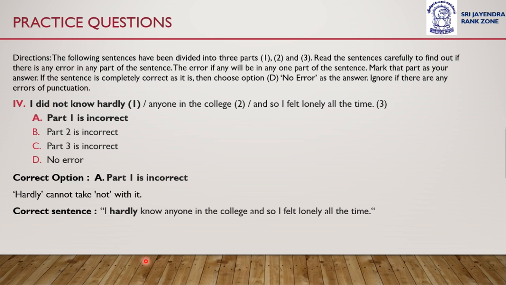Instead, what we will do, we will remove did not, and we will put hardly in front of the verb know. So the correct sentence: I hardly know anyone in the college, and so I felt lonely all the time. This is the correct sentence. We will remove did not because it cannot be used with hardly, due to double negatives.